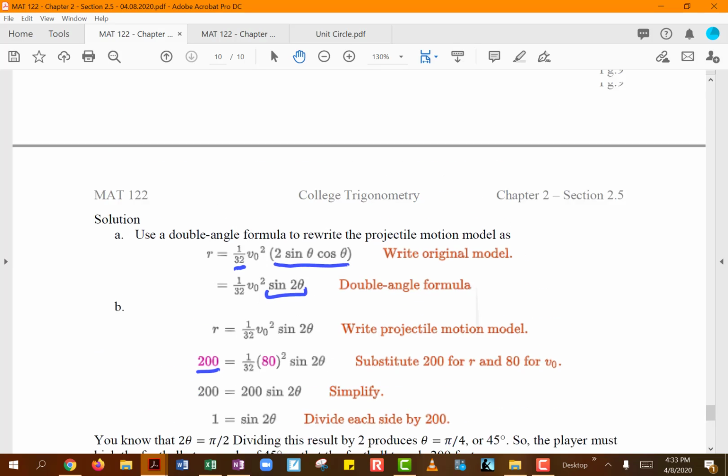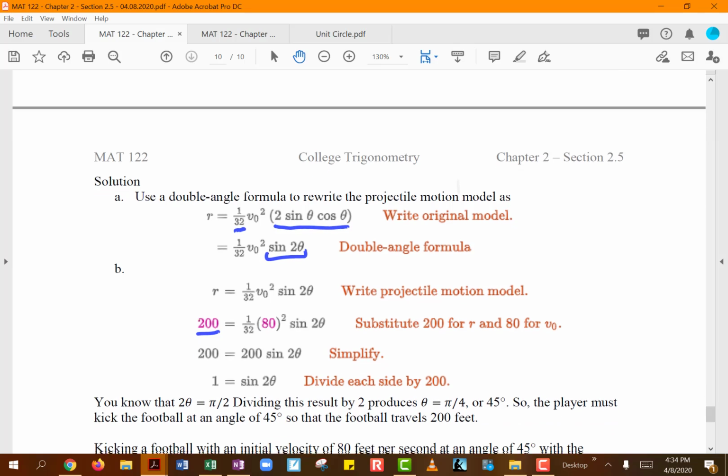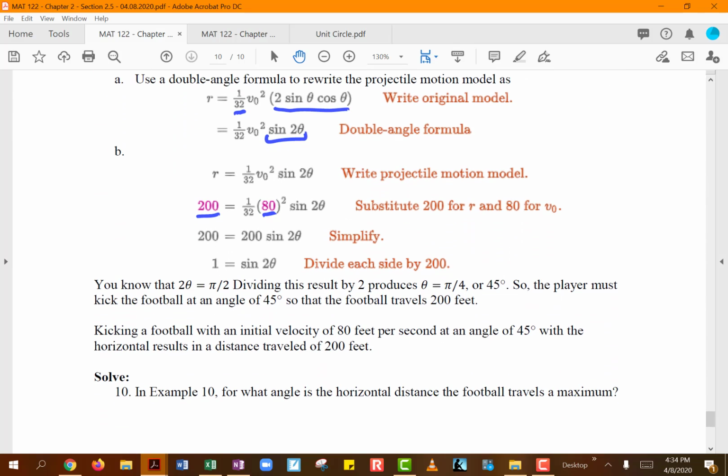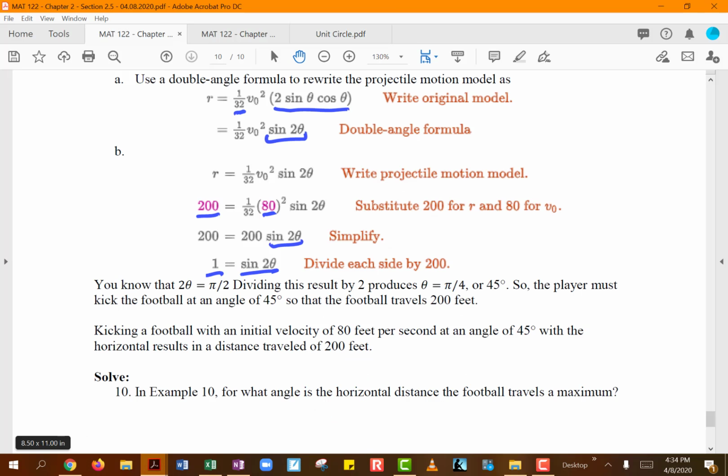So 200 feet for our r. They of course told us that the initial velocity was 80 feet per second. So that's where this 80 is coming from. And then you're just going through your calculations, get sine theta by itself, and you end up getting sine of 2 theta equals 1, and of course sine is going to equal 1 at this angle of pi halves, right? So that's where they are getting this 2 theta equals pi halves from. Divide both sides by 2, you end up getting theta equals pi over 4, or a 45-degree angle.